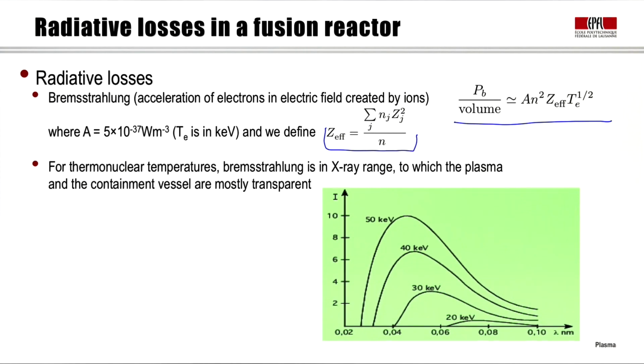For thermonuclear temperatures, the Bremsstrahlung radiation is in a range of X-rays, to which the plasma and the vessel that contains the plasma are mostly transparent, and that's why we consider this as a net loss. The spectrum of the radiation by Bremsstrahlung is indicated here, and we see that, for example, for 30 keV is in a range of X-rays.